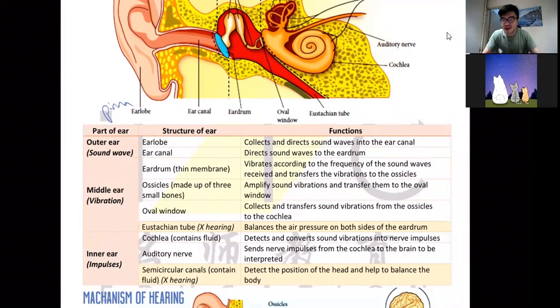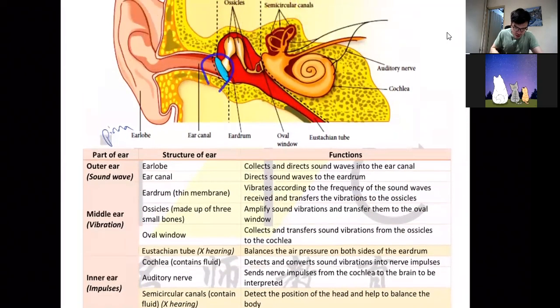Your Doppler effect. What is our human hearing limitation? Our human hearing limitation is 20 to 20,000 hertz. That's the frequency we can hear because that's the frequency your eardrum can vibrate. Your eardrum can only vibrate 20 to 20,000. That's why anything above or below, you cannot hear. That's out of your hearing range. So that's the limitation of the eardrum.